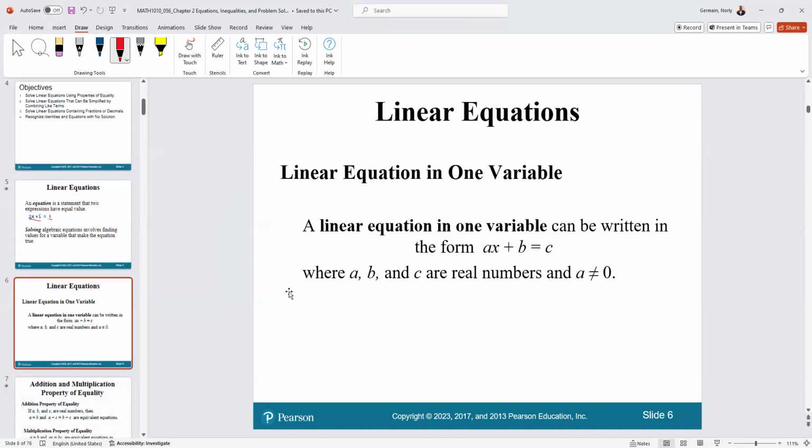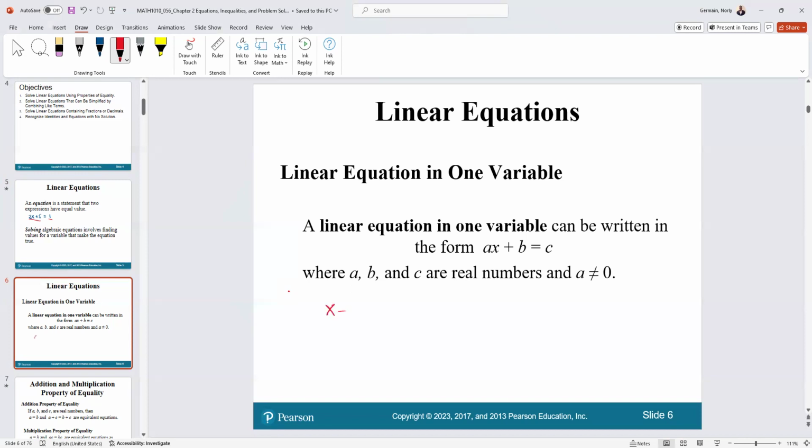We're going to solve linear equations in one variable. A linear equation in one variable can be written in the form ax plus b equals c, where a, b, c are all real numbers, and a cannot be equal to zero. If a equals zero, then there is no x to solve for. So if there is no power greater than one in the expression, then it's a linear equation.